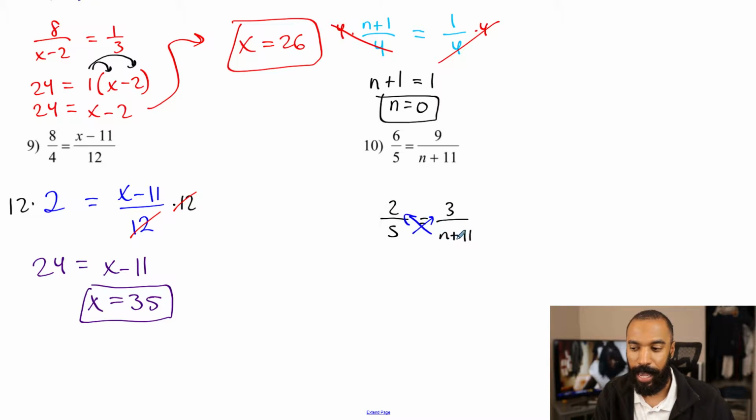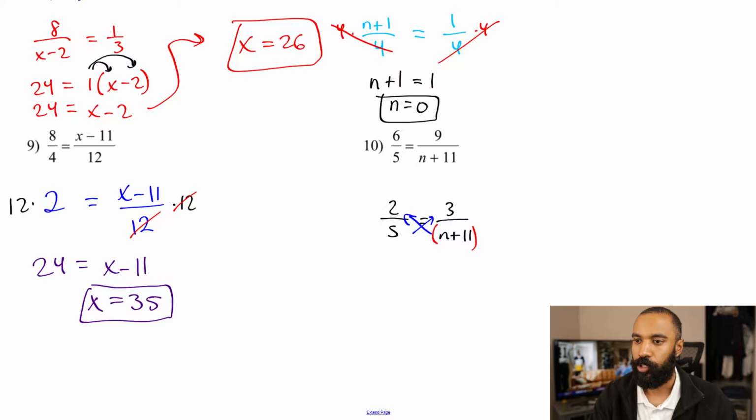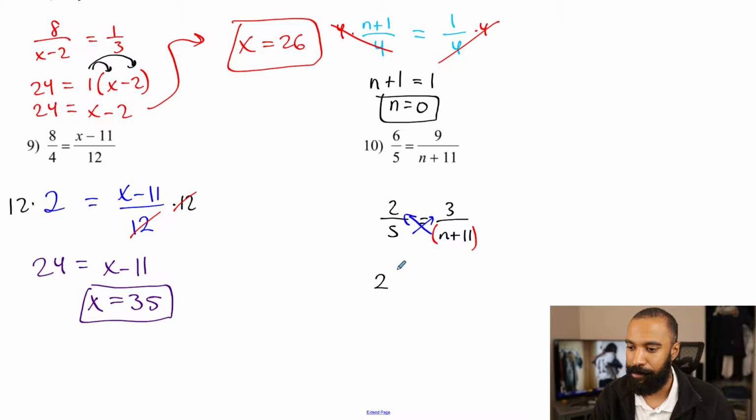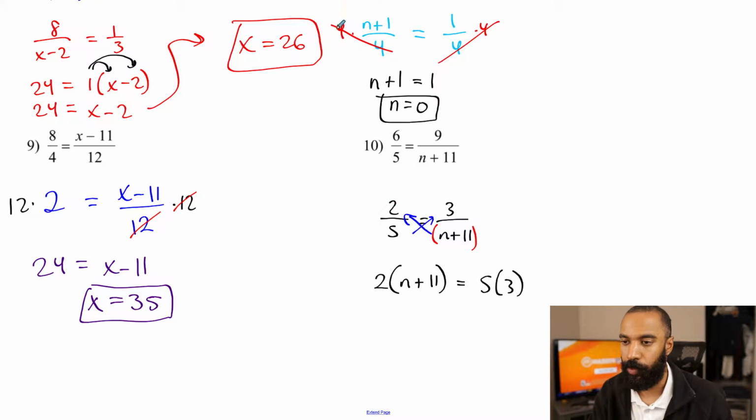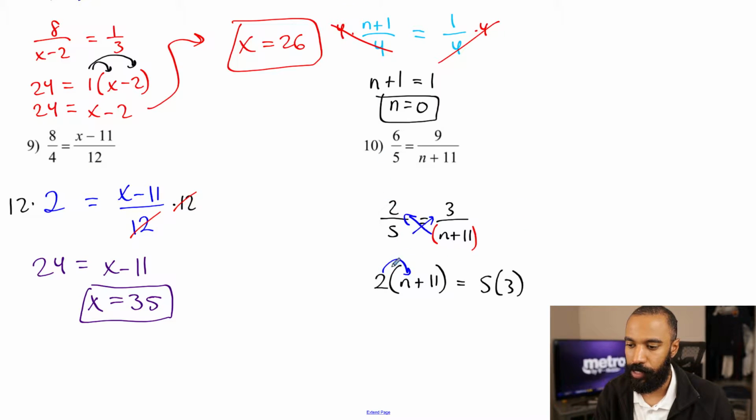Now, this is where, again, n plus 11 is in a grouping. I guess it's the first distribution we get to play with. So this is 2 times n plus 11 equals 5 times, I'll just write 5 times 3 because I have to do another step anyway, equals 5 times 3. Now I have to distribute the 2 into the n and the 11 here. So I have 2n plus 22 equals 15.